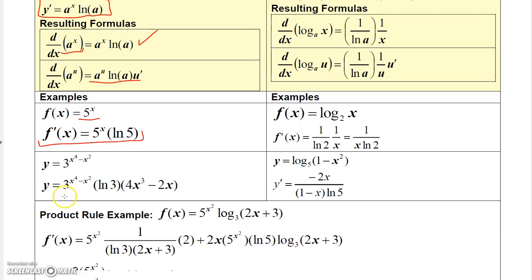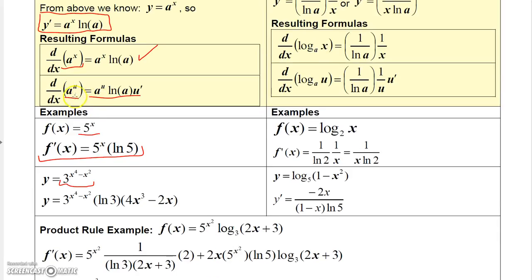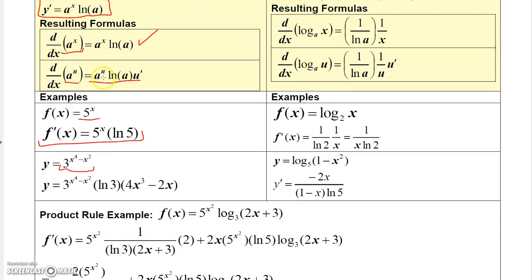But if I have this one, where I have a, which is 3 in this case, but instead of x, I have a function of x, x to the 4th minus x squared, well then I have to use this formula. So let's see what I have for this formula. I've got 3 factors. Always start with the function, so I'm going to have the function a to the u, so I've got that. Then I'm going to multiply by the natural log of the base, and the base here was 3, so multiply by natural log of 3.